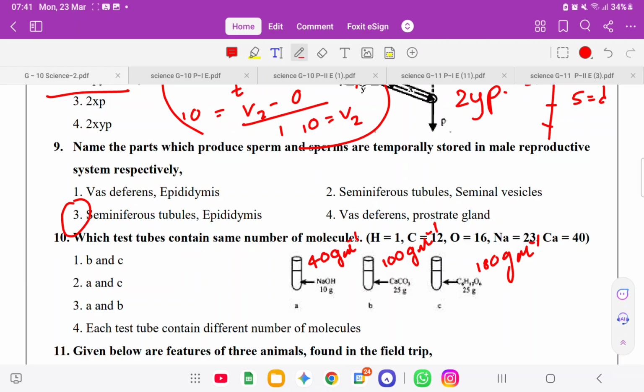So what is the equation here? n equals small m over capital M. First one: 10 divided by 40, which means 0.25. Second one: 25 divided by 100, which means again 0.25. Here 25 divided by 180. That's not the same as A and B. So the third one is the answer.